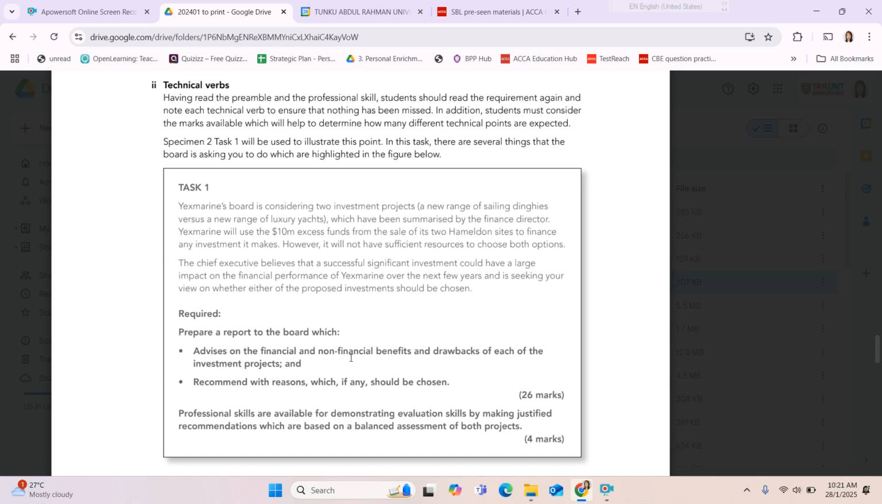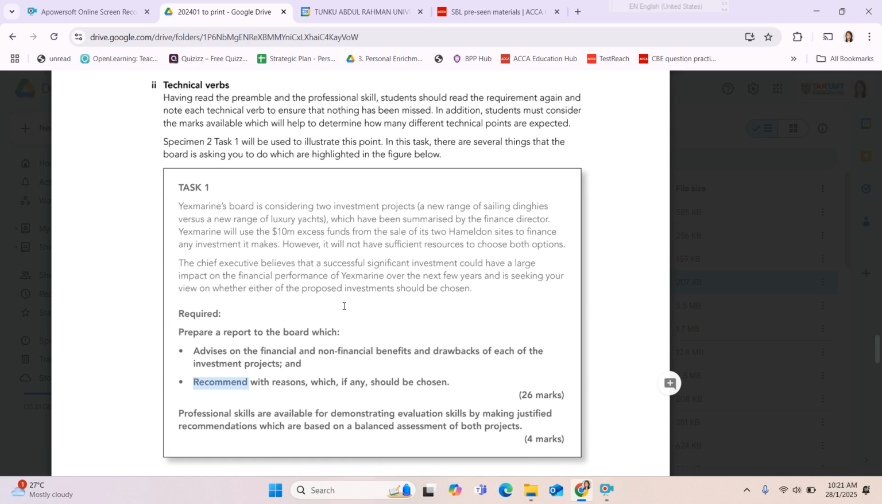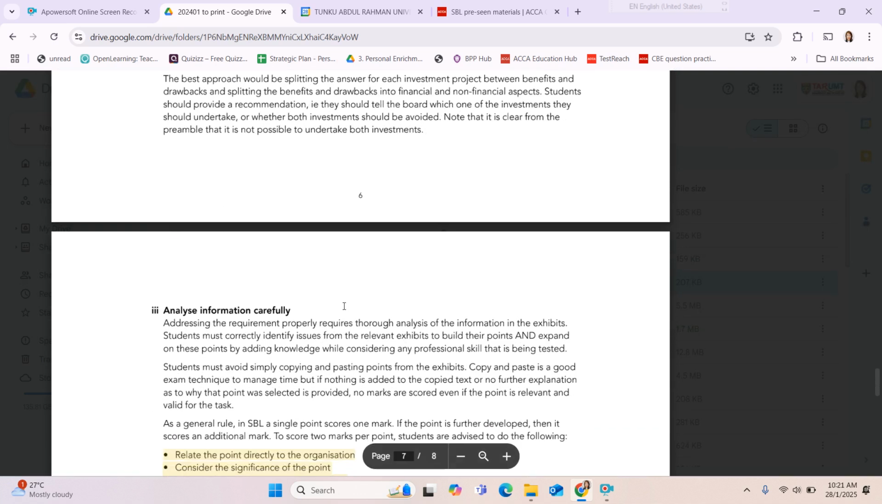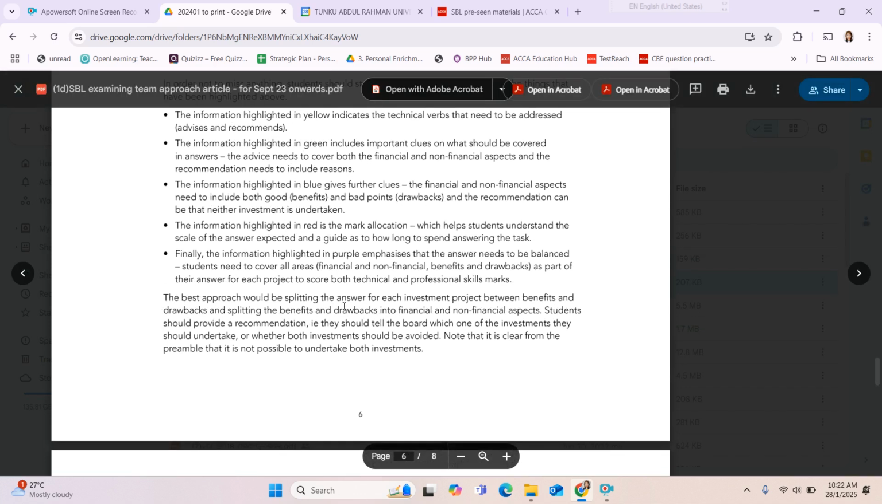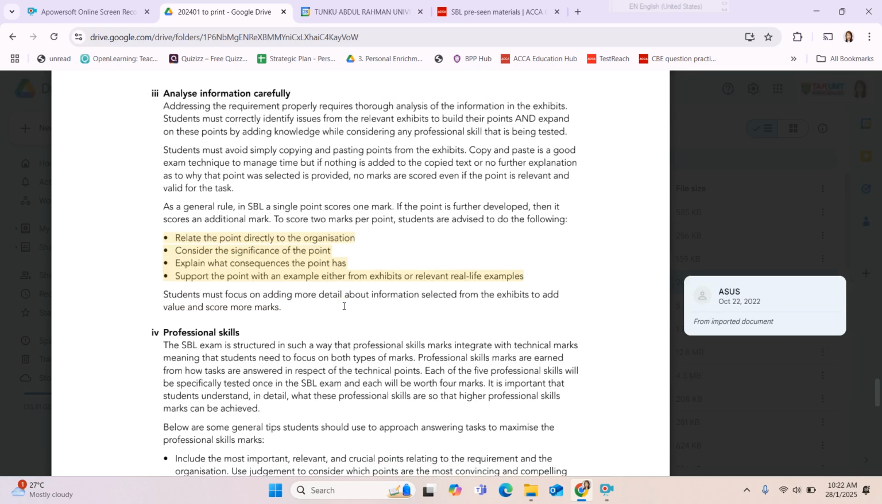But if you have other verbs, like for example recommend, for example evaluate, all these verbs will need a deeper analysis. You have to develop your points further so that you can get more marks, right? So that you can fulfill what the task requirement asks you to do, right?